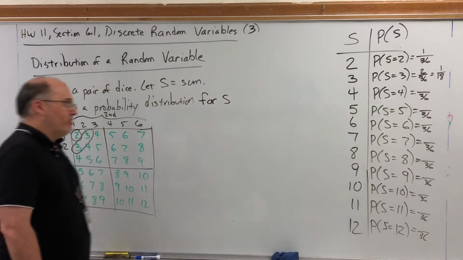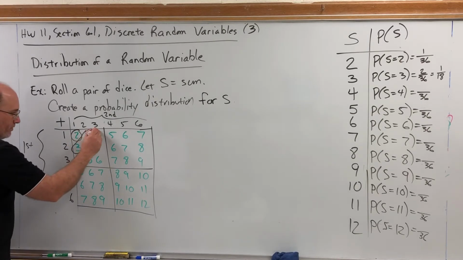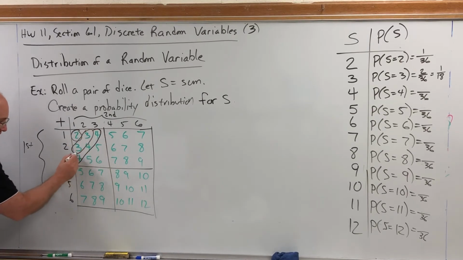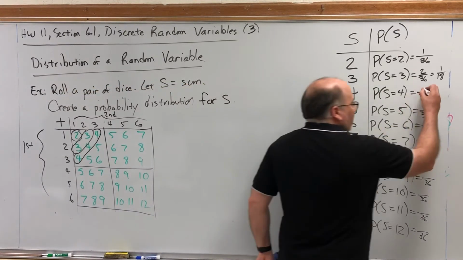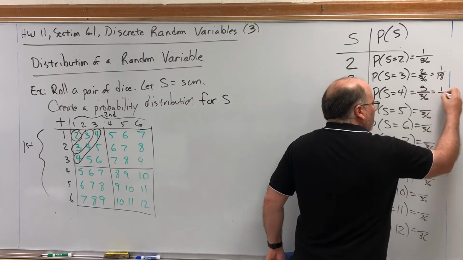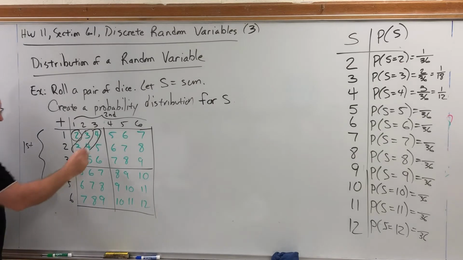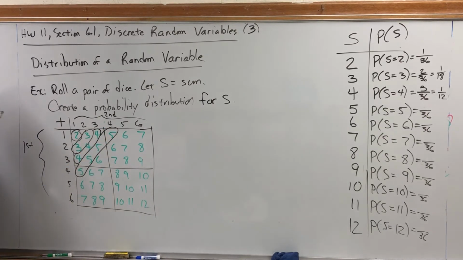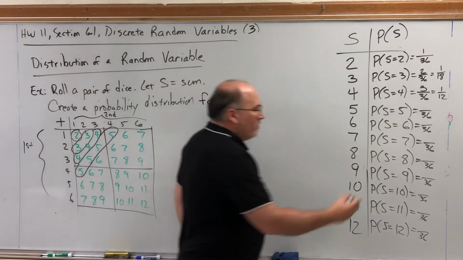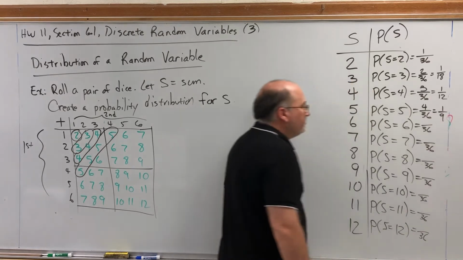And now we just got to start tracking down some numbers. The probability the sum is equal to 4. Here's all the 4's conveniently located diagonal to each other. 1, 2, 3. 3 out of 36, which would reduce to 1 over 12. The probability the sum equals 5. Here's all the 5's. There are 4 of them. 4 out of 36, which would reduce to 1 over 9.